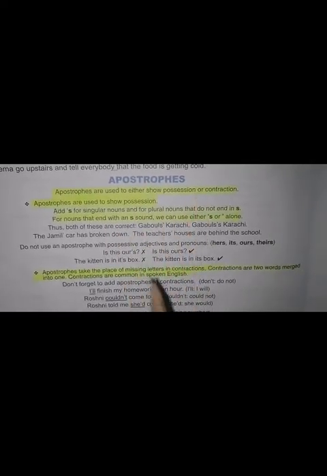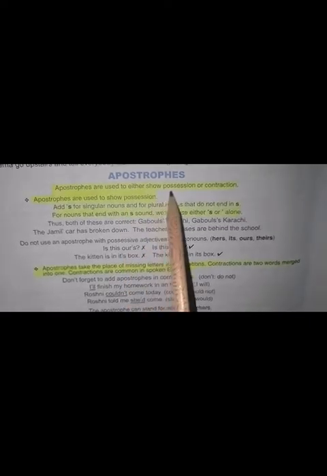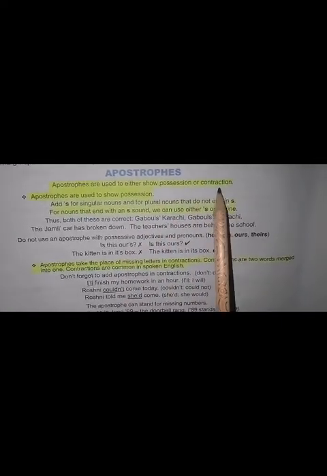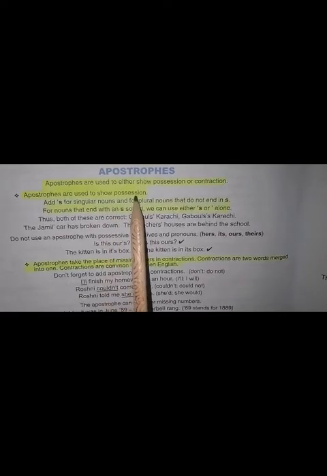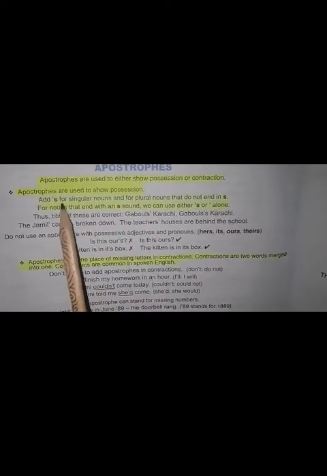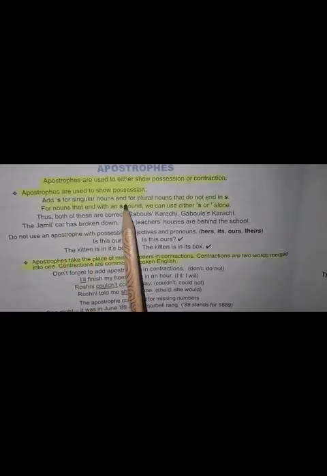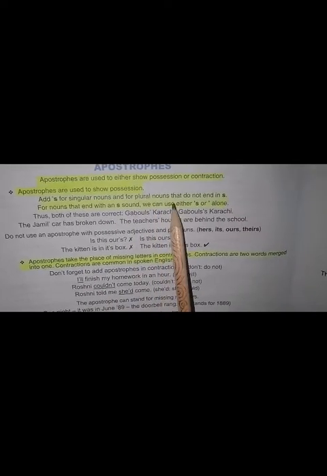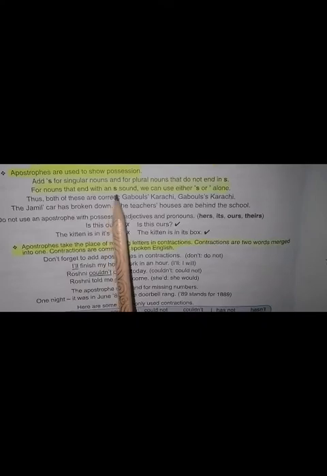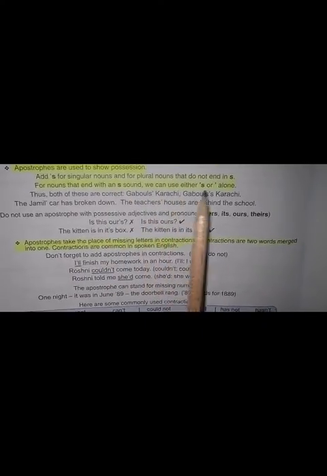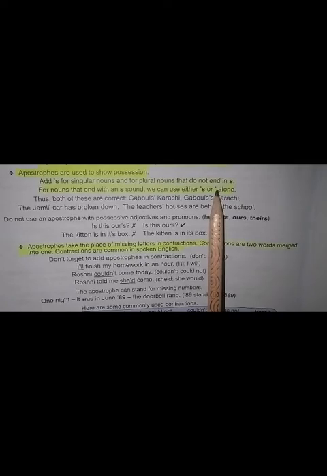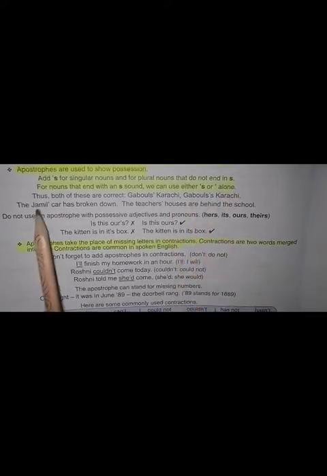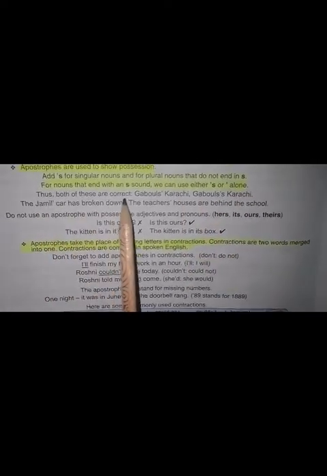Today we'll study apostrophes. Apostrophes are used to either show possession or contraction. Apostrophes are used to show possession. Add apostrophe s for singular nouns and for plural nouns that do not end in s. For nouns that end with an s sound, we can use either apostrophe s or only an apostrophe alone. Thus, both of these are correct.